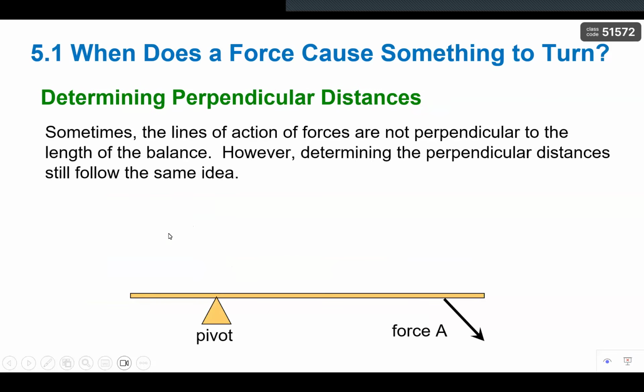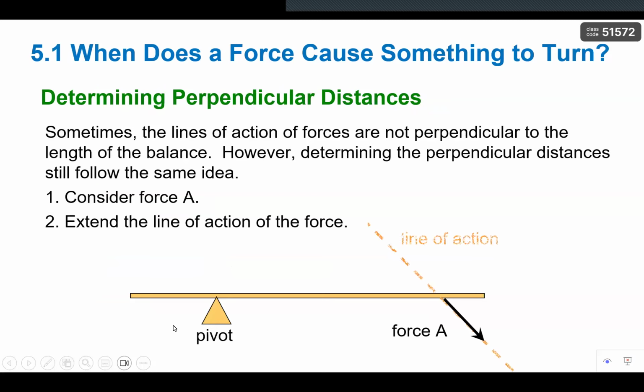But sometimes the force may not be perpendicular to the bar. So in this case, for example, over here, we have force A that acts in this direction on the wooden rod or on the bar. So how do I determine the perpendicular distance? The same idea follows. So the first step, I need to extend out this force line to give me my line of action of the force.